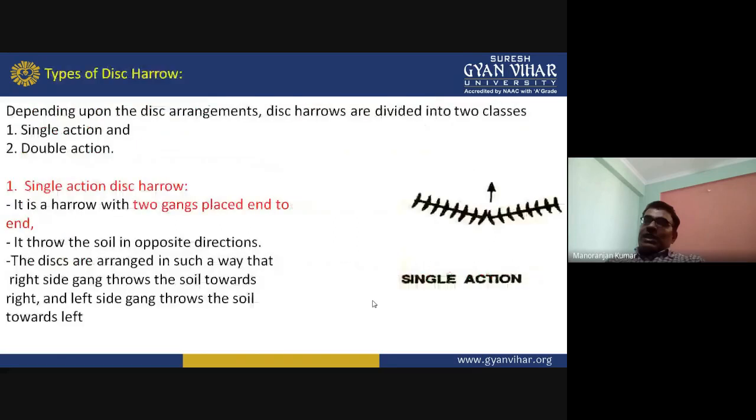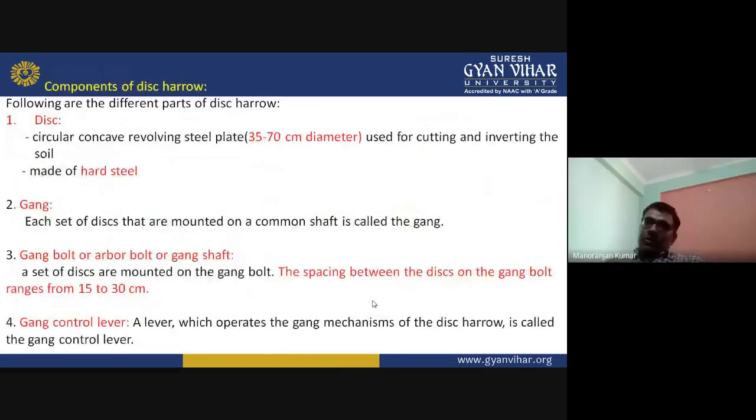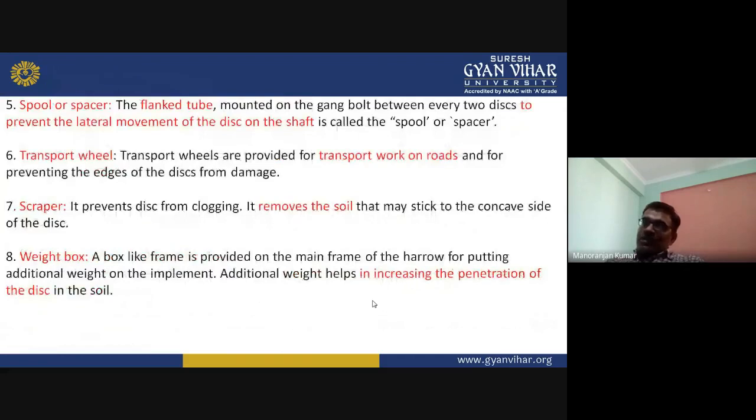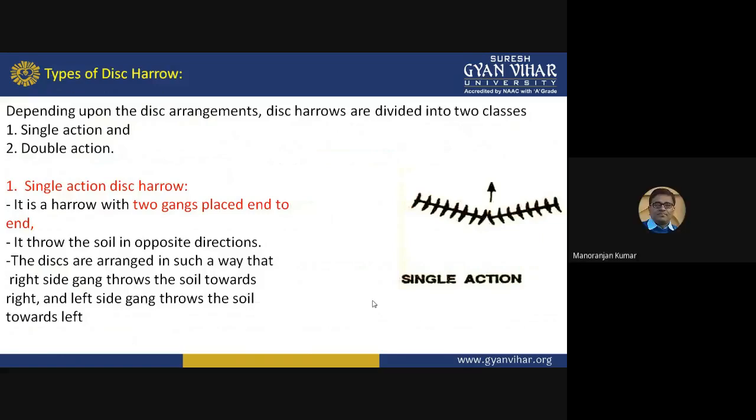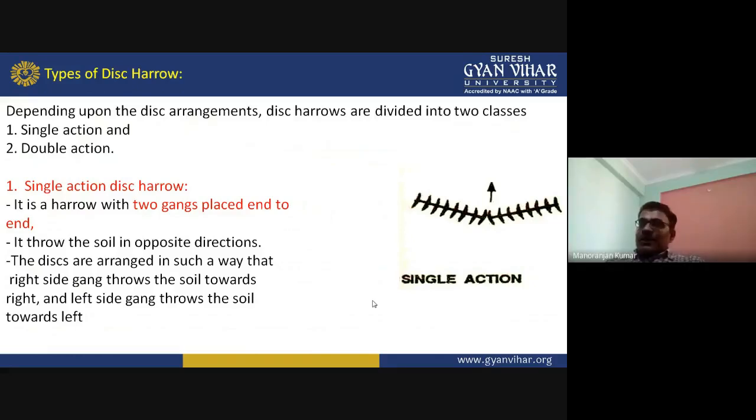Disc, gang, gang bolt or arbor bolt or gang shaft, gang control lever, a spool or a spacer, transport wheel, scraper, weight box, etc. Now we will see the different types of disc harrow. How many types are available? Depending upon the disc arrangement, the disc harrows are divided into two classes.